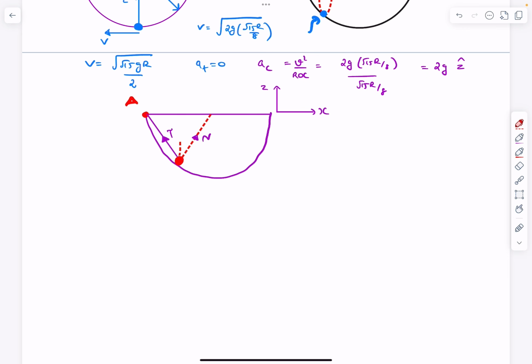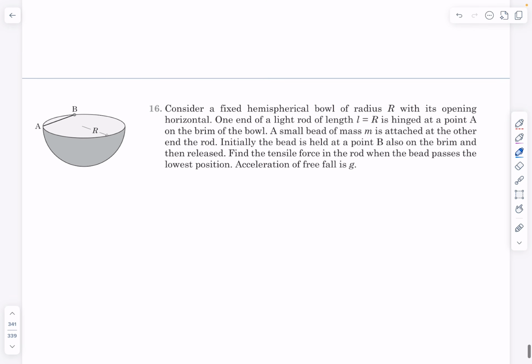If you remember, the x coordinate is fixed, so I'm just going to demarcate it with this dotted line. This dotted line is the plane along which the particle is moving, and this distance was equal to r by 8. The reason I am discussing this is for the homework problem. I'm not going to give you any more hints. You know where the acceleration is directed and you know all the forces acting on the particle. Now you can find the tensile force, which is what is asked in this question.